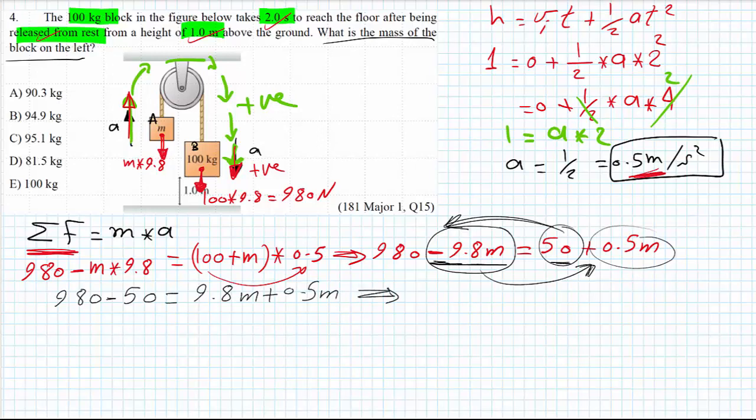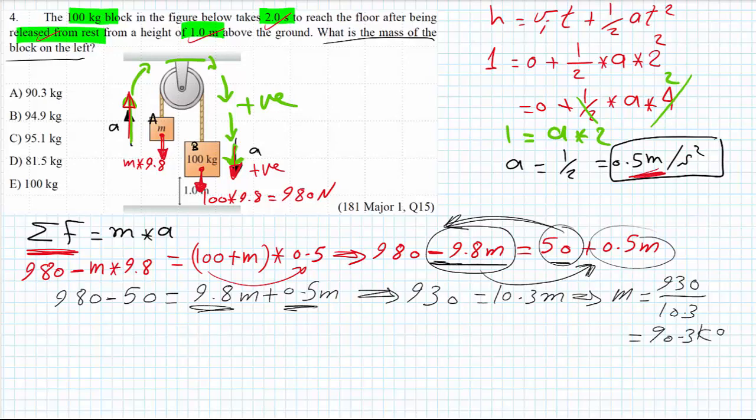So 980 minus 50 gives you 930 equals 9.8 plus 0.5, that's 10.3 times m. So the mass m equals 930 divided by 10.3, and the result is 90.3 kilogram. So this is the mass of the second object. So I will choose number A.